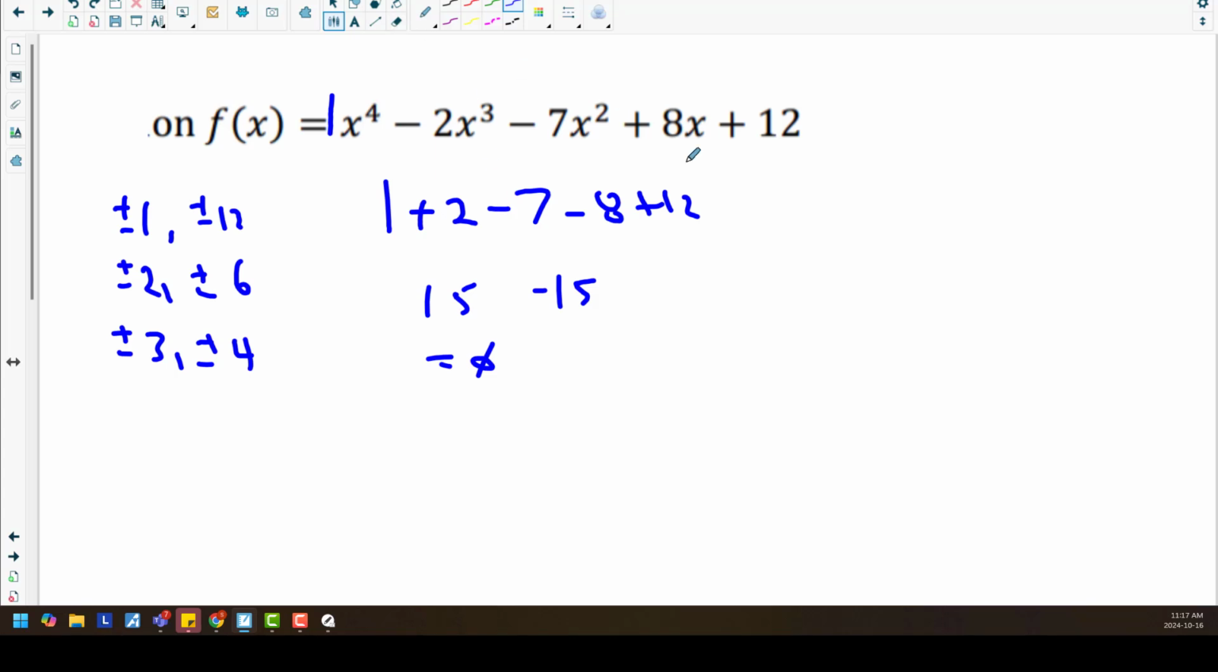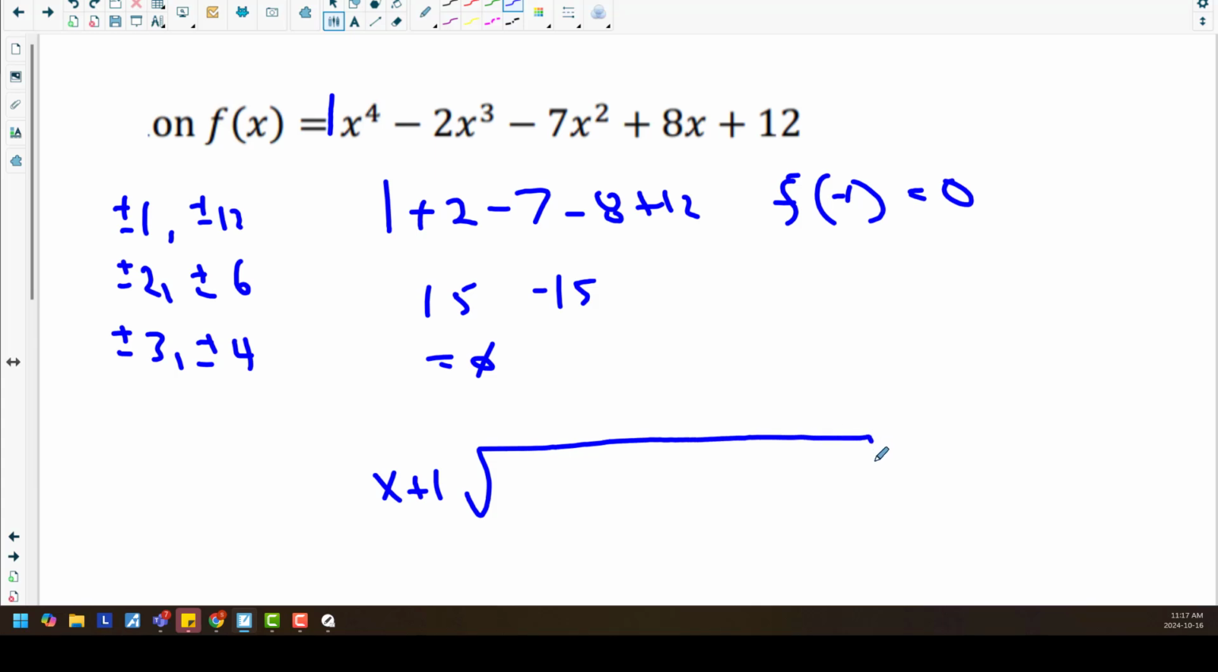So the first value that we substituted in that gave us a value of 0 is negative 1. I should have written it in function notation. Meaning our binomial is going to be x plus 1. And our polynomial is here.